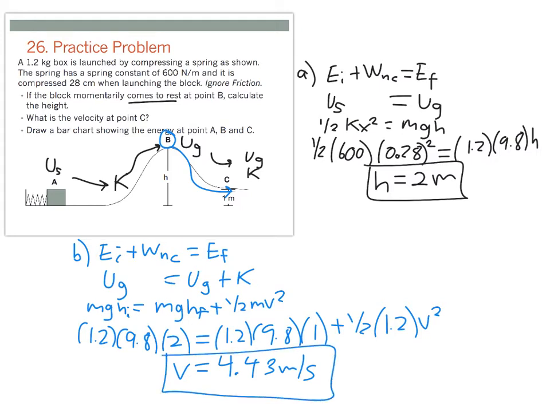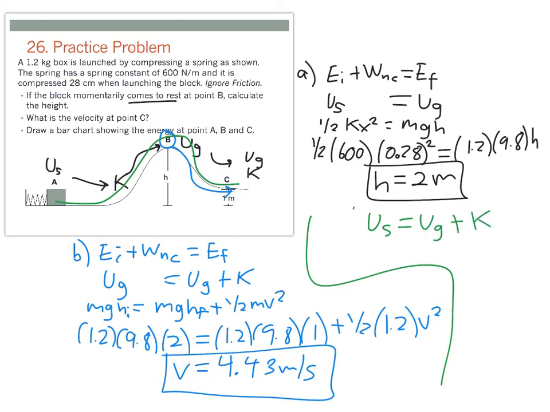I also could have set this up considering the period from A all the way to C, okay? And so for that, I would have said that I start with spring potential energy, and that just becomes gravitational potential and kinetic. So we're going from point A here all the way to point C. All right. Whereas with this one, I just went from point B to point C.